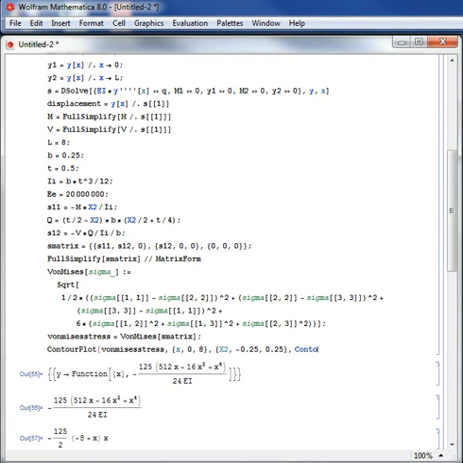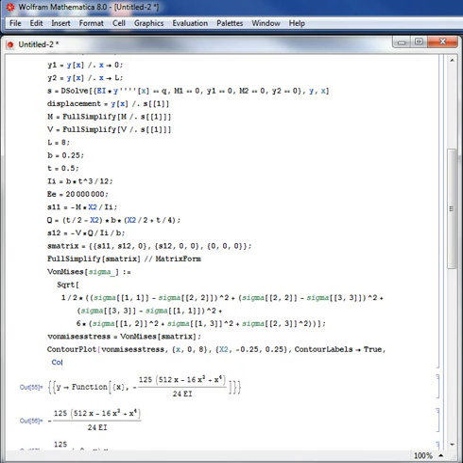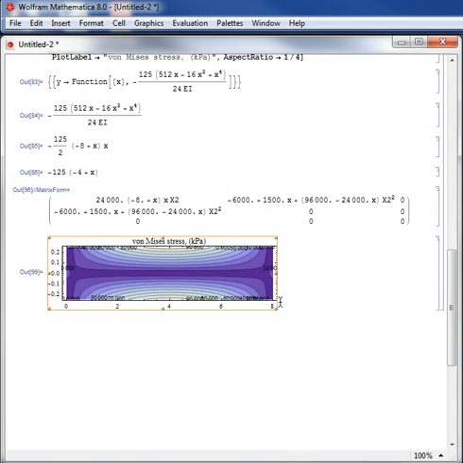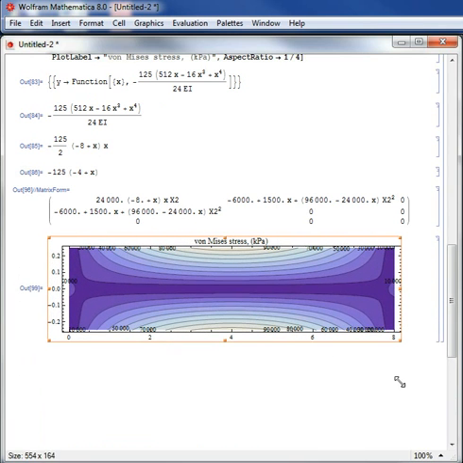The contour labels display the numbers. For the plot label, you have to give it a label. The plot label is von Mises stress, kilopascal, and the aspect ratio, let's say 1/4. Shift enter, and I'm going to just make it bigger. Here's the von Mises stress.